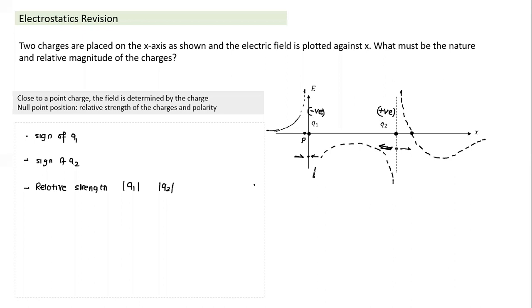So whenever we have a field versus X graph for two charges, we can understand the sign of the charge based on the direction of field close to the charge. We can find the relative strength of the charges based on the position of the null point. If the null point occurs in between the two charges, it indicates both charges are of the same sign. If the null point occurs outside, not between the two charges, it means the two are of opposite sign, and it will always happen closer to the smaller charge.